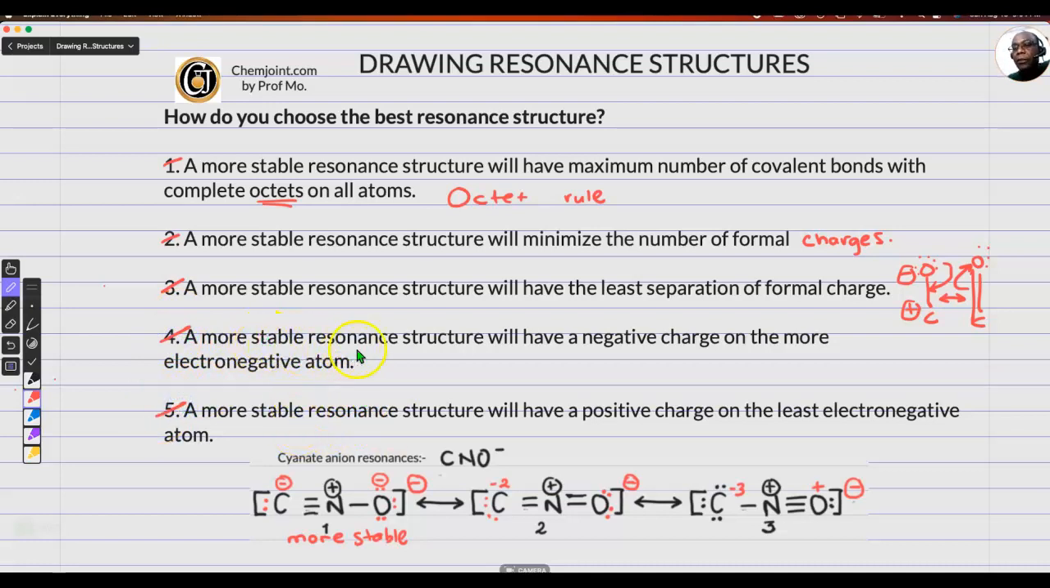Number 4, a more stable resonance structure will have a negative charge on the more electronegative element. So again, you want to have a negative charge on oxygen and not on carbon in this case. You don't want this situation where you have a bond with a more electronegative element having a positive charge, because if an element is electronegative, it really wants electrons. You don't want to put a plus charge there, which implies it doesn't even have electrons that it should have. So you want to have a negative charge on the more electronegative element.